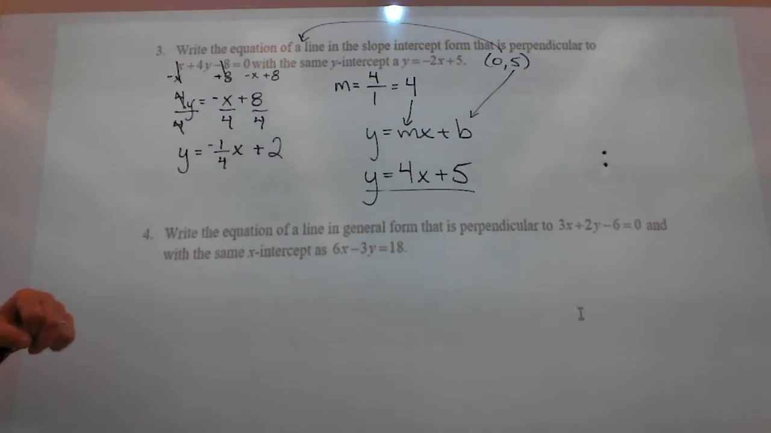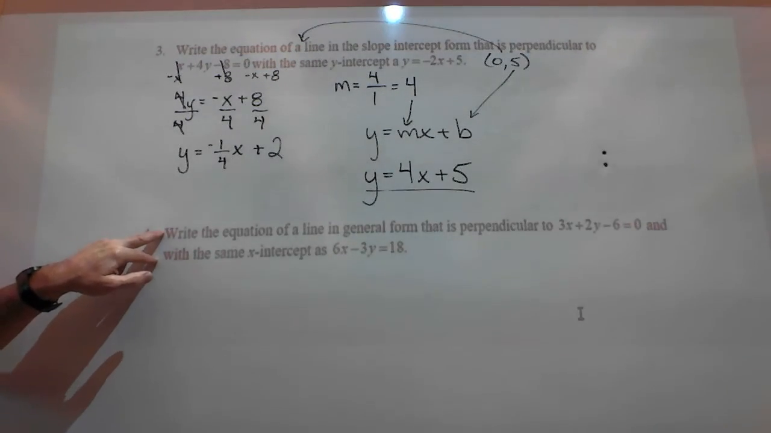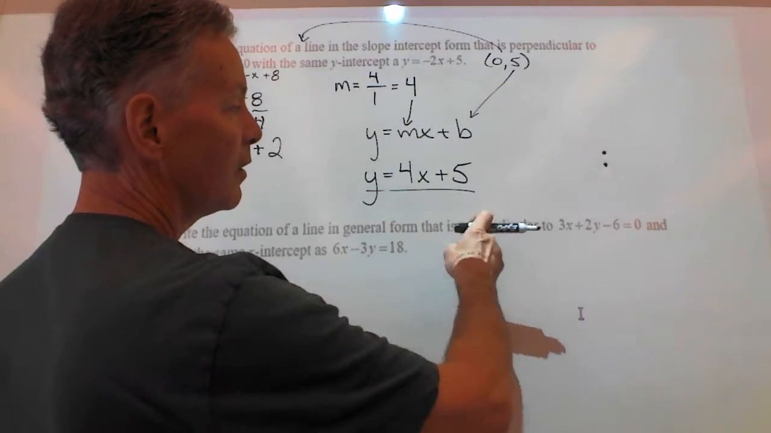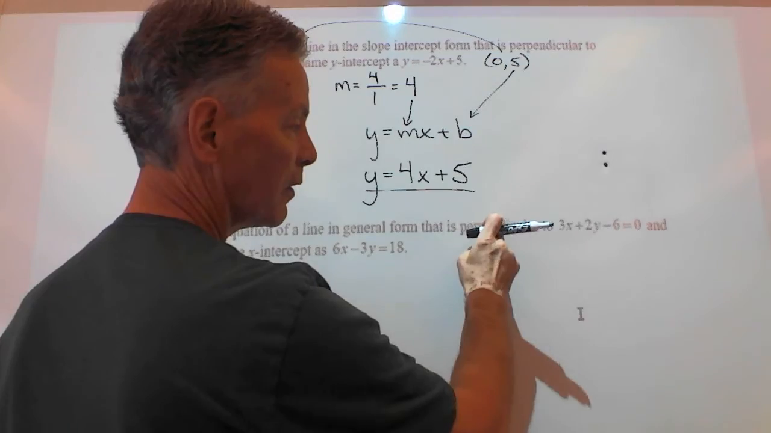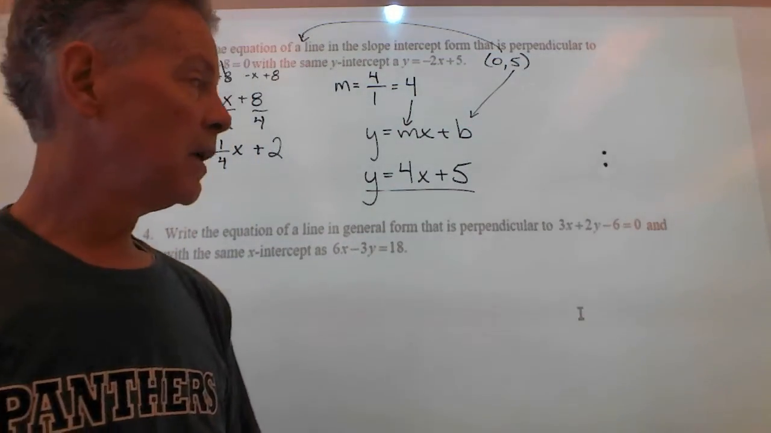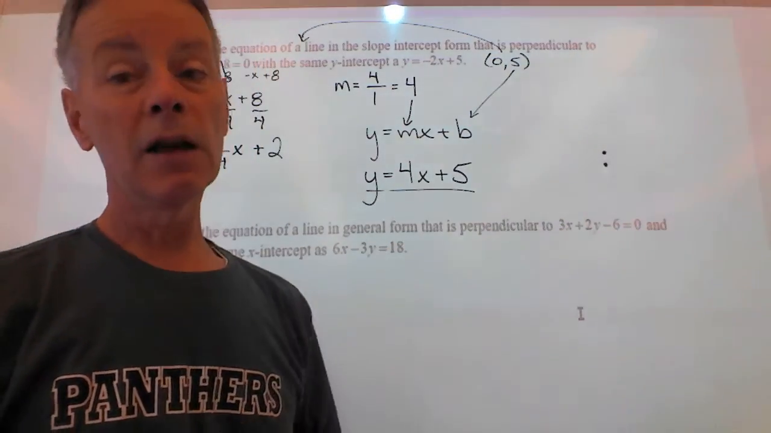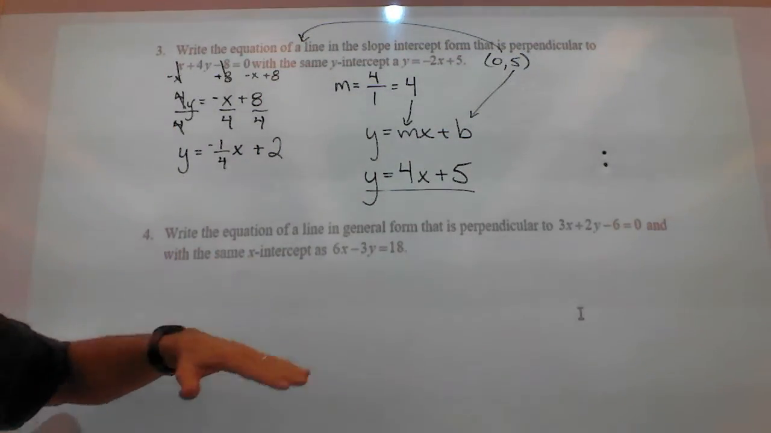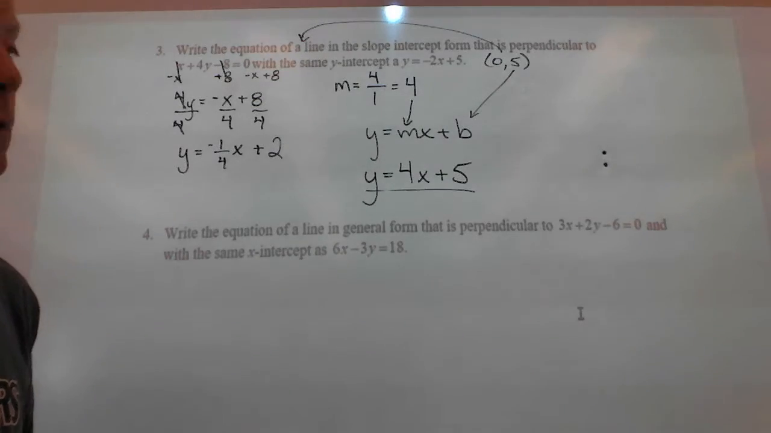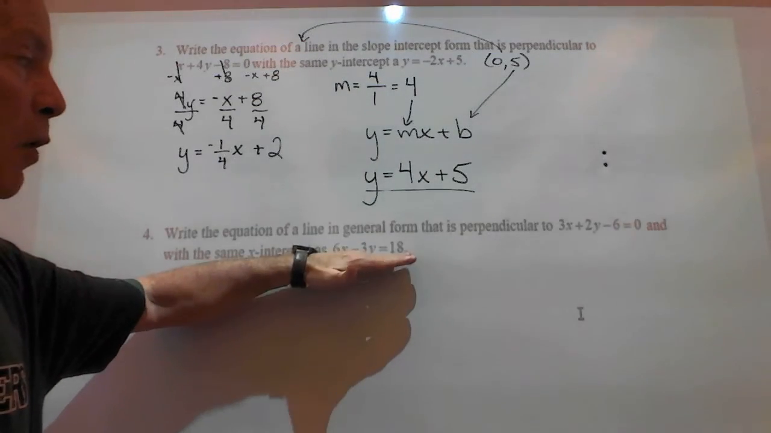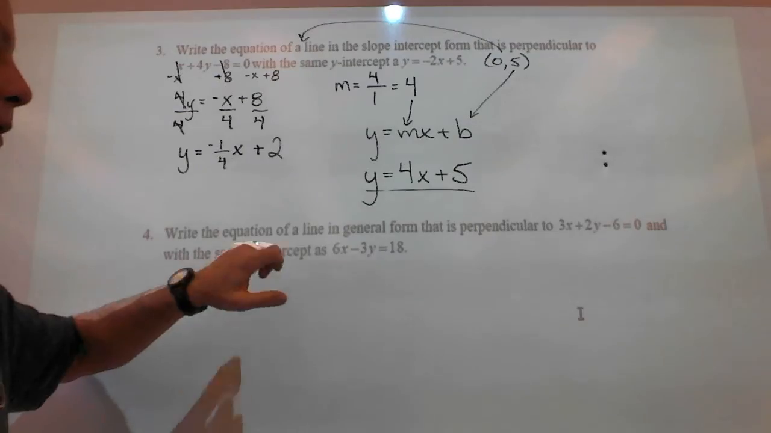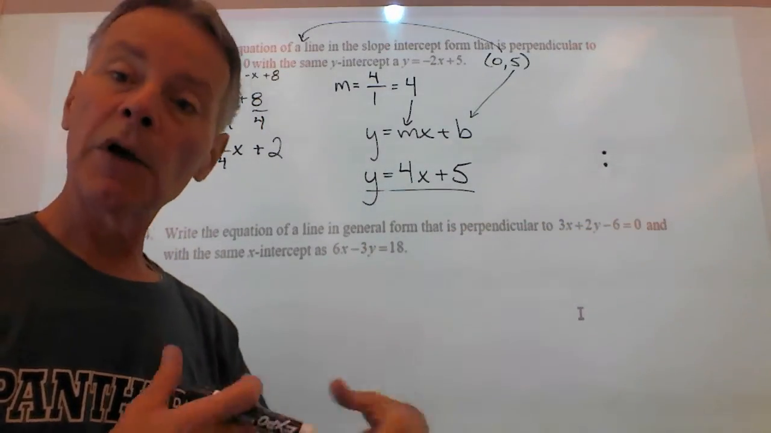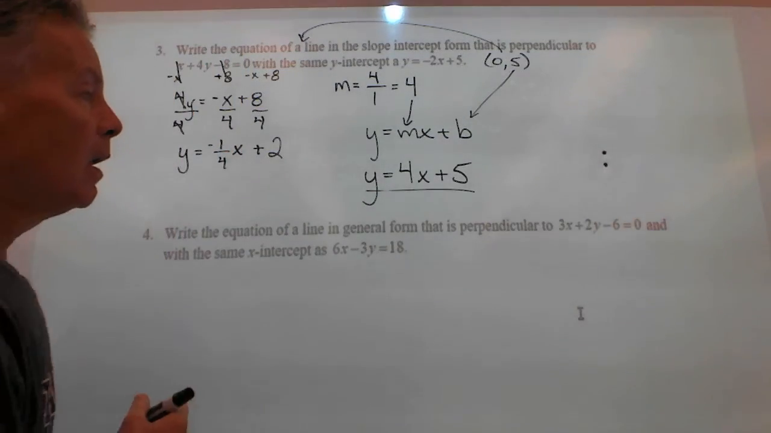Let's take a look at this one. It says, write the equation of the line, this time in general form, that's perpendicular to this one. So remember, as soon as you see that word, it means what you're getting out of this line is the slope. And with the same x-intercept as this line. So we need to get a point from this line, the x-intercept, and we need to get the slope from this line. And then we can go ahead and plug them in. Okay?